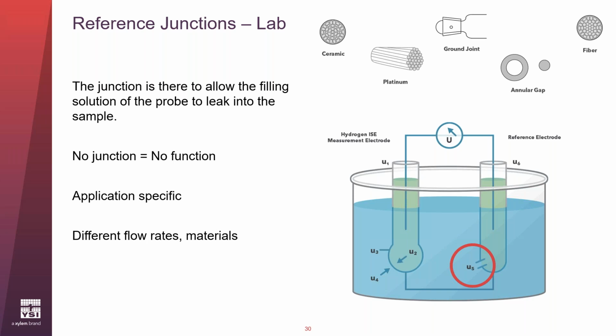Different applications require different reference junctions, some of which are shown here. The differences lie in construction, materials, flow rate, and its location on the probe. We can see on this diagram that the U5 potential is the potential maintained by constant reference solution outflow. That is, as the solution leaves through the reference junction out into the water, it keeps all those other potentials equaling zero, so to speak, as we looked at the Nernst equation earlier. So that's absolutely vital to the function of the pH probe, having an outflow junction.